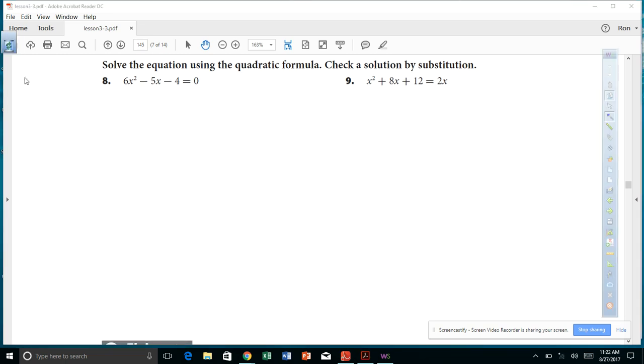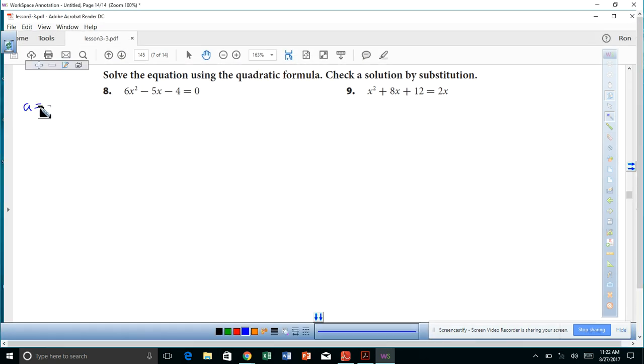Okay, for 8, what is A? A is 6, B is negative 5, and C is negative 4. All right, so I have X equals, and I'm going to just write it up, X equals negative B plus or minus the square root of B squared minus 4AC all over 2A.